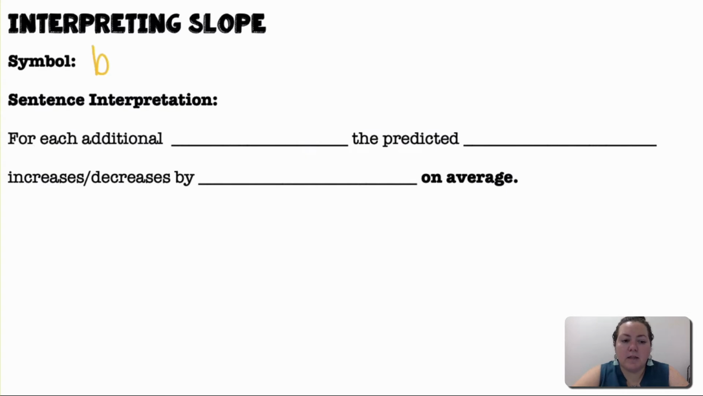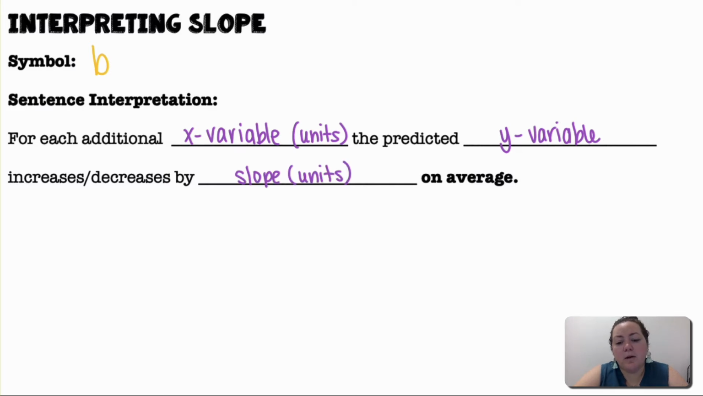Interpreting slope. Again, the symbol for slope is b. Our sentence interpretation will be: for each additional x variable in units, the predicted y variable either increases or decreases, depending on if the slope is positive or negative, by whatever your slope is, the number and the units, on average. On average is important. Remember that slope is an average rate of change.